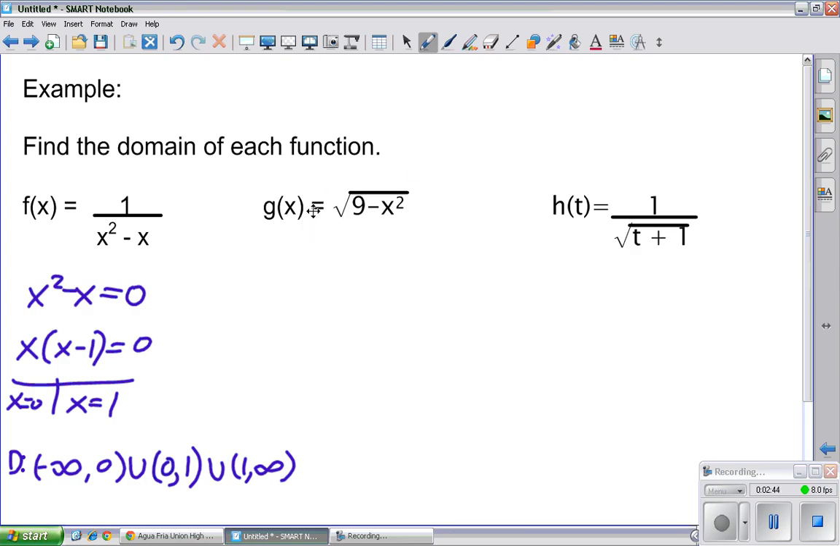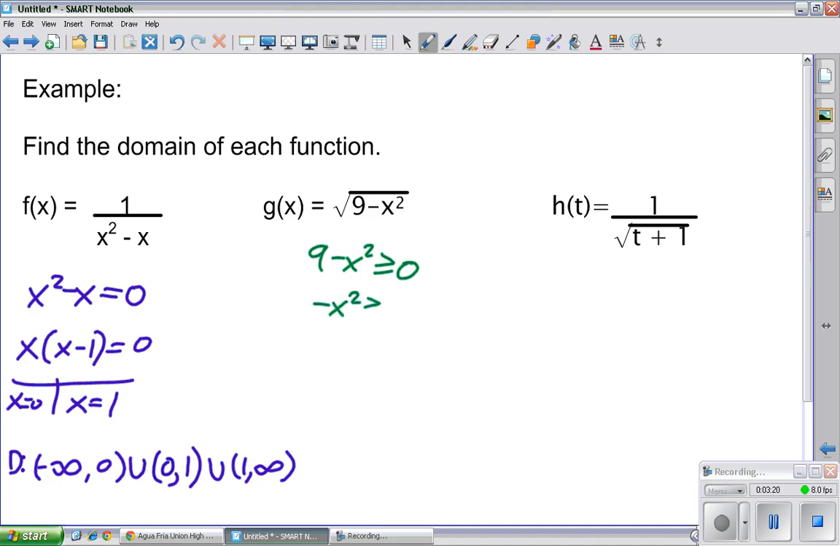For our next example, g of x equals a square root. Now with square roots, you cannot take the square root of a negative number. You would get an imaginary number. So the inside, the radicand, can't be negative. So it needs to be greater than or equal to 0. You could write it as an inequality, and you go ahead and solve this.